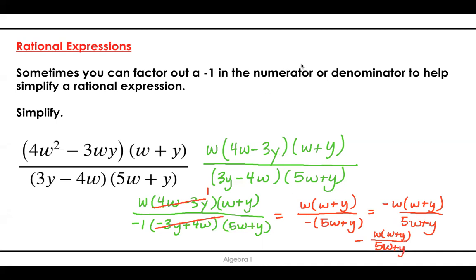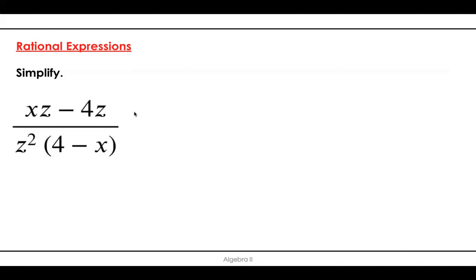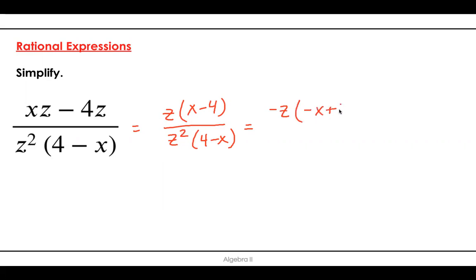So let's look at another one that's similar. So xz minus 4z over z squared times 4 minus x. So in the numerator, I'm going to factor out a z because they have a z in common. So then I have x minus 4 over z squared times 4 minus x. And notice that these are opposites here. So let's go ahead and factor out a negative in the numerator. So negative z will give me a negative x plus 4 over z squared times 4 minus x.